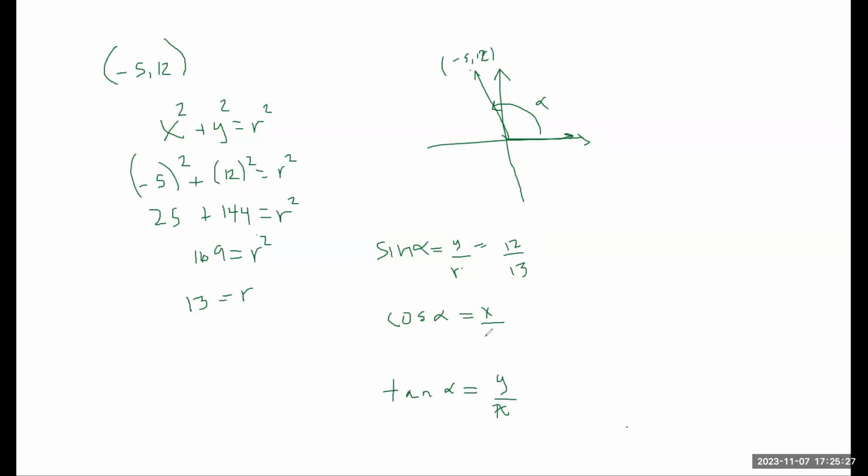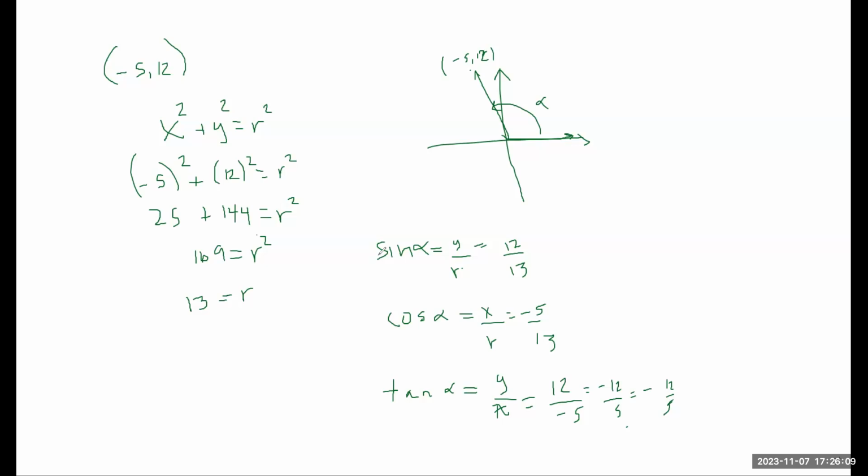Our cosine is x over r. Our x value is given to be negative 5. Our r is 13. Tangent is the y value, which was given to you to be 12, over our x value of negative 5. I am not fond of leaving negative signs in denominators, so I would rather write this as negative 12 over 5. And again, I don't leave negatives in denominators for the most part.